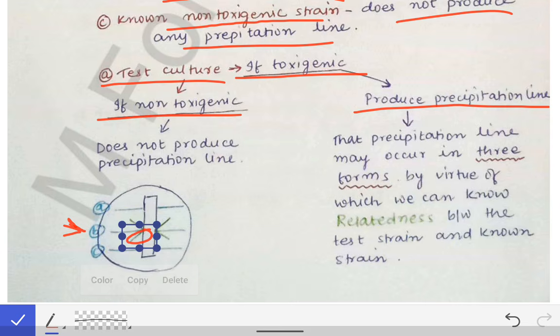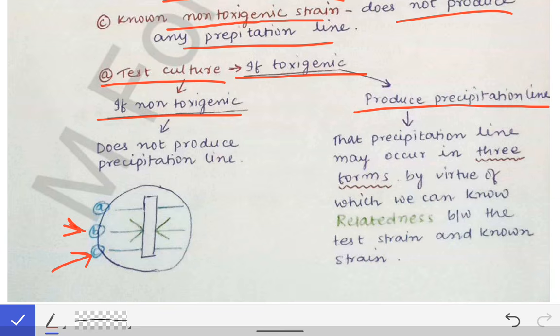And with the known non-toxigenic strain, which is this C, there is no precipitation line seen around the C. That means this C is a non-toxigenic strain. It is confirmed, so it is making our test valid.